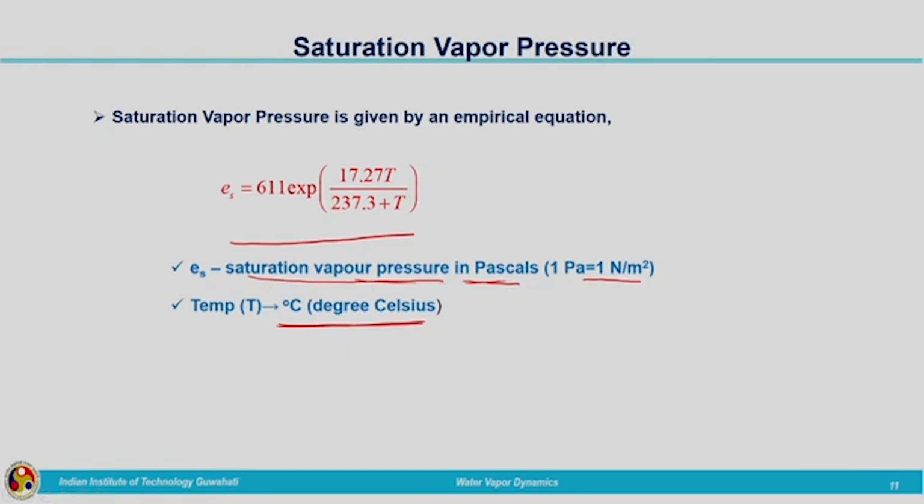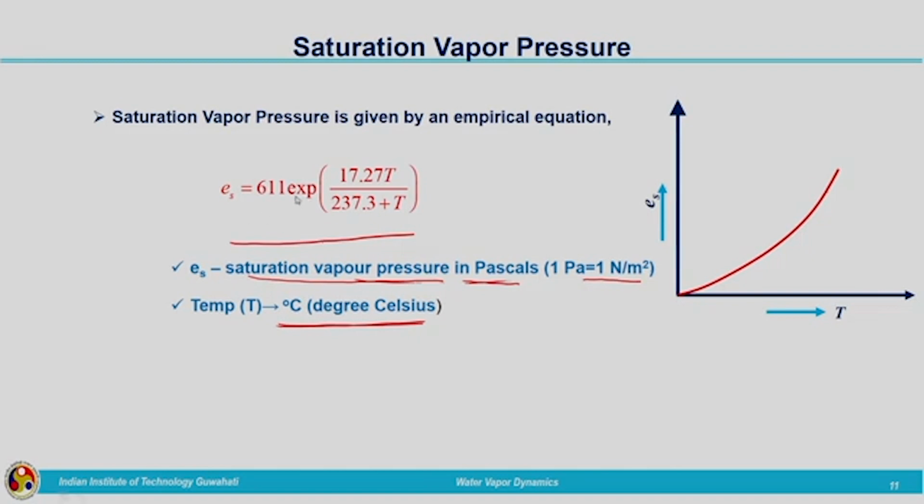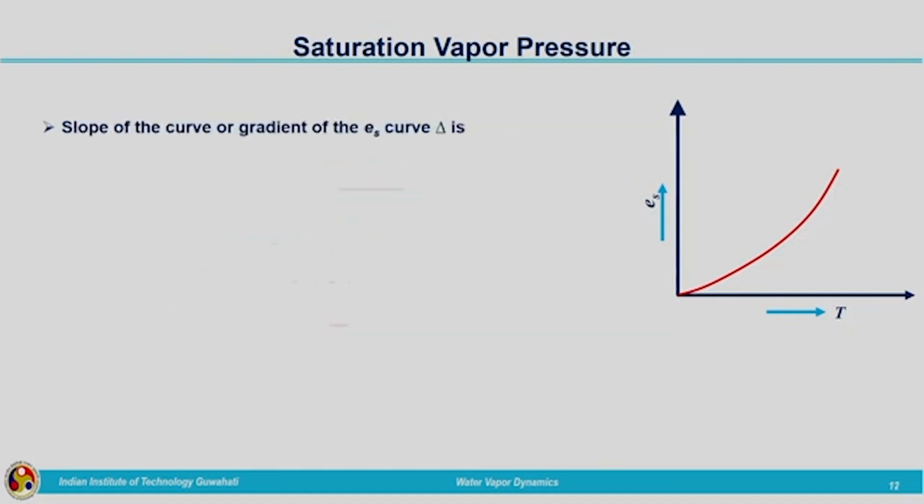Now, how will the curve look? The curve which is representing saturation vapor pressure is given by this figure. In this, saturation vapor pressure is plotted along the y axis and the temperature is plotted along the x axis. This is a curve of saturation vapor pressure versus temperature. ES is in Pascal and T temperature is in degree Celsius.